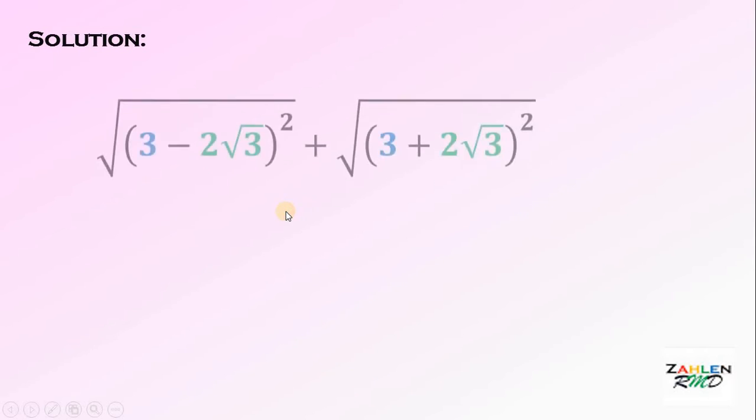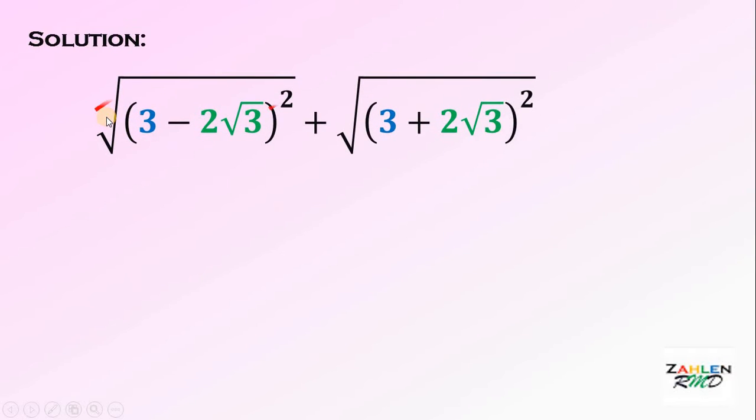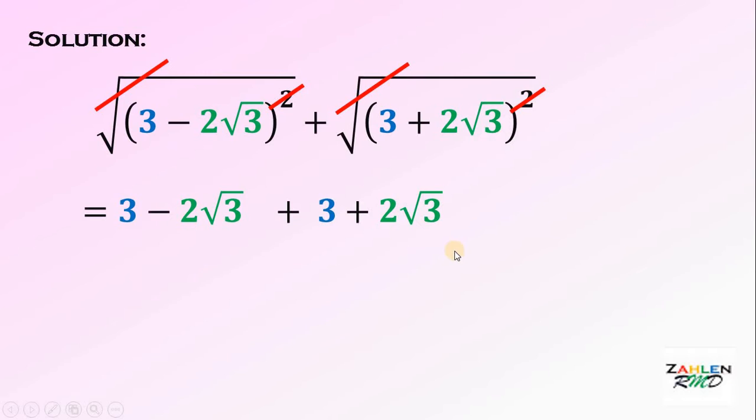Maybe your solution looks like this. You cancel out first the square root and the squared because definitely square root and squared cancel each other. We can also do this on the second term. And what we have is 3 minus 2 square root of 3 plus 3 plus 2 square root of 3. And 2 square root of 3 plus 2 square root of 3 cancel out because it is a negative and a positive. Therefore, we get an answer of 6.